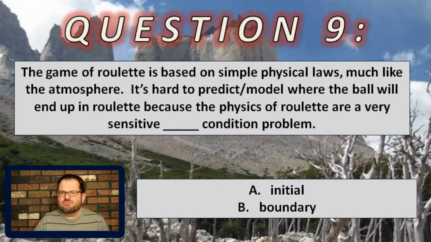Now let's ask two more questions as we wrap up this lecture. For question 9, this game of roulette is based on simple physical laws, much like the atmosphere is, but it's hard to predict or model where the ball is going to end up in roulette because the physics of roulette are a very sensitive blank condition problem. Is it an example of an initial condition problem or a boundary condition problem? I don't think that'll be too hard after watching that lecture.